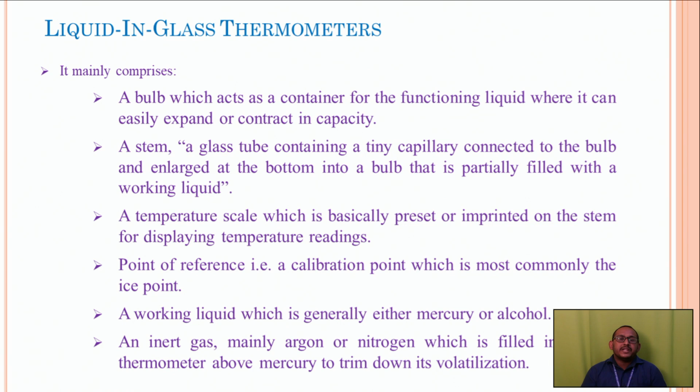And then the temperature scale is imprinted on the stem for displaying the temperature readings. Then as the point of reference, the calibration point most commonly used is the ice point. For calibration purposes, they go with the ice point only, not a hotter surface. And then the working liquids are generally either mercury or alcohols, which are used as liquid materials filled inside the bulb.